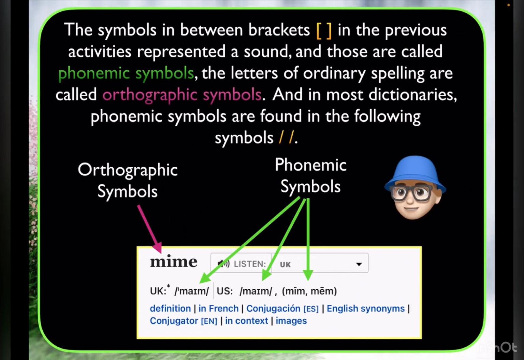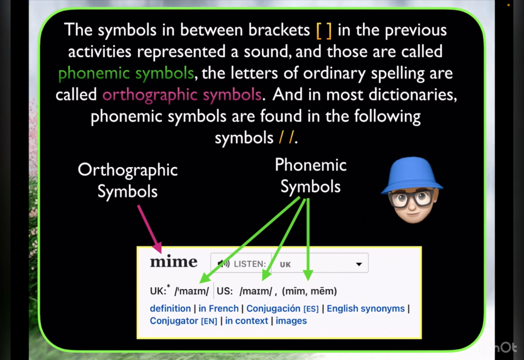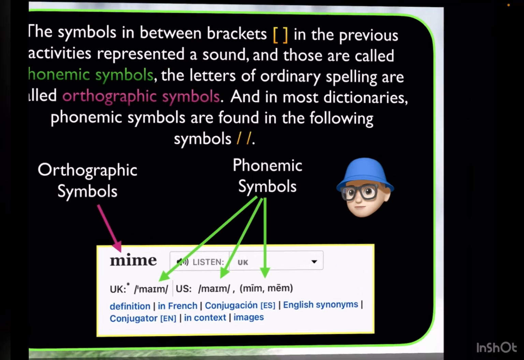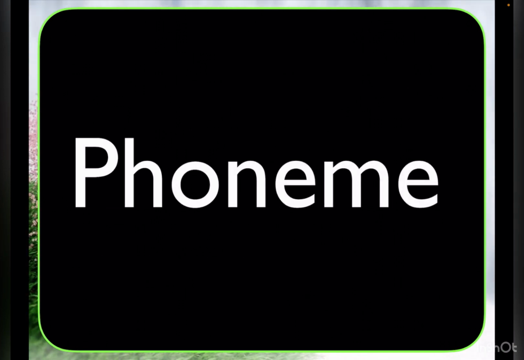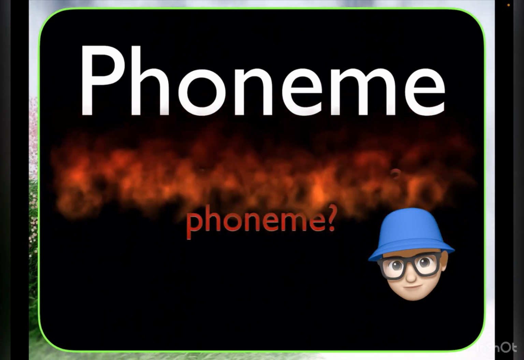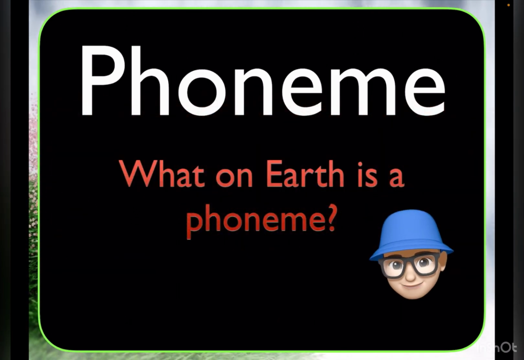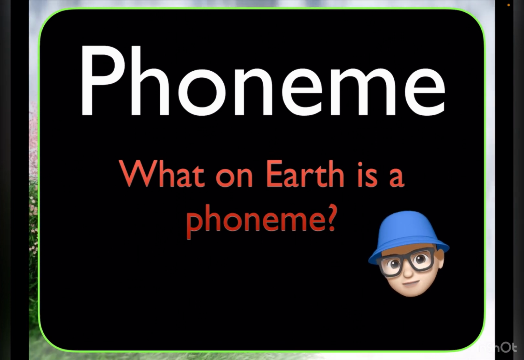The symbols in between brackets in the previous activities represented a sound, and those are called phonemic symbols. The letters of ordinary spelling are called orthographic symbols, and in most dictionaries, phonemic symbols are found in the following symbols. Phoneme. What on earth is a phoneme?